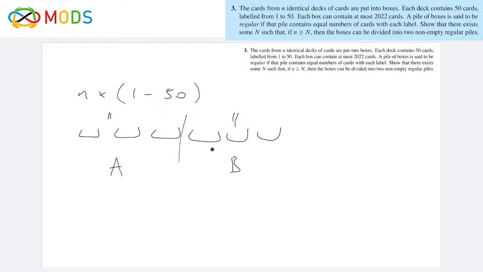You sure? How are you interpreting this? I thought it was like in A you have each of the numbers 1 to 50, k times with some k, and in B they have 1 to 50, n minus k times.